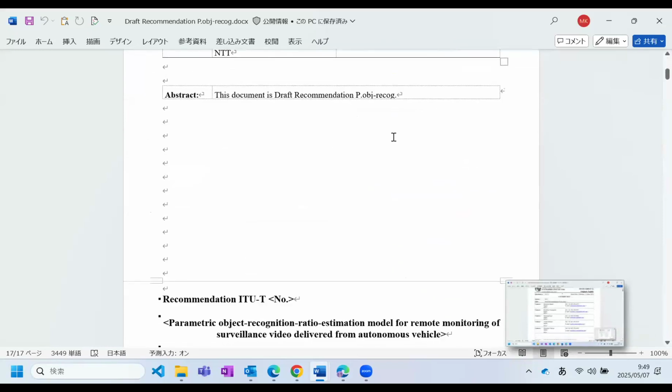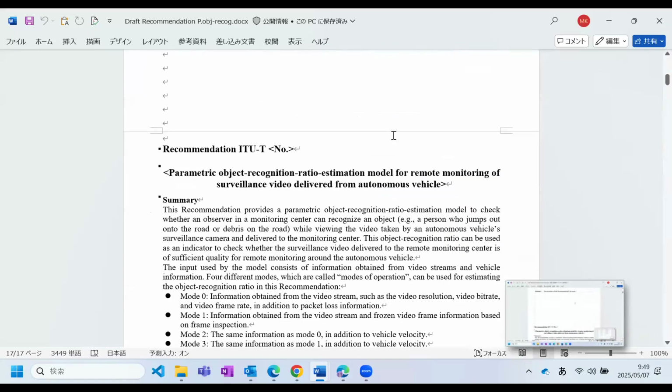Thank you very much for the very nice presentations. Are there any questions for the presentation, for the proposed recommendation?